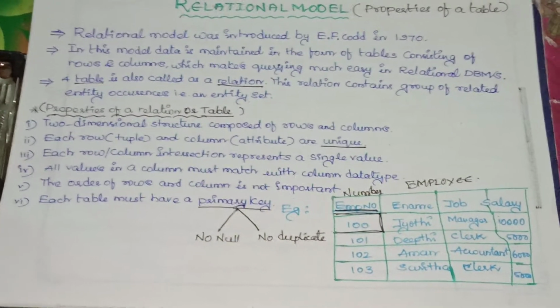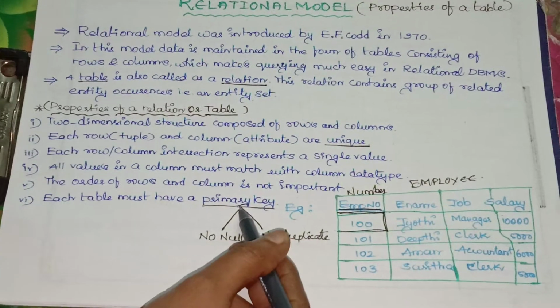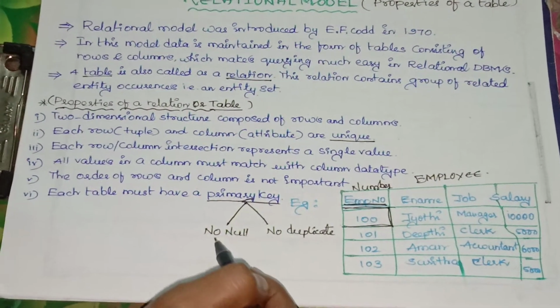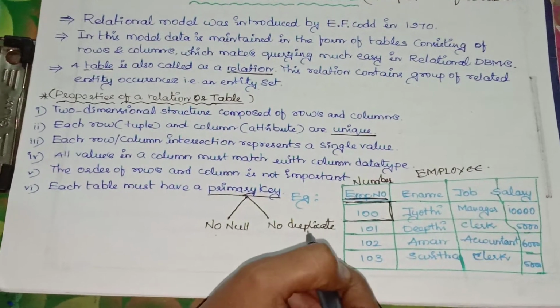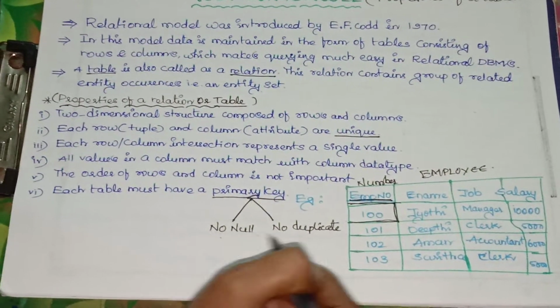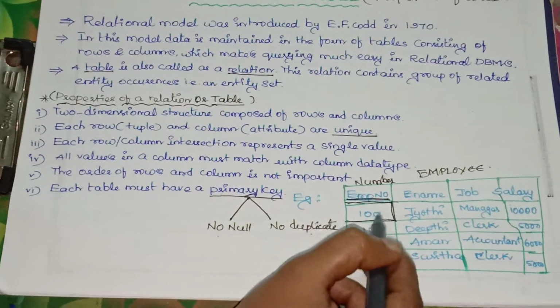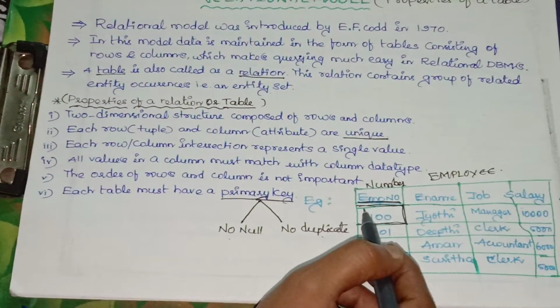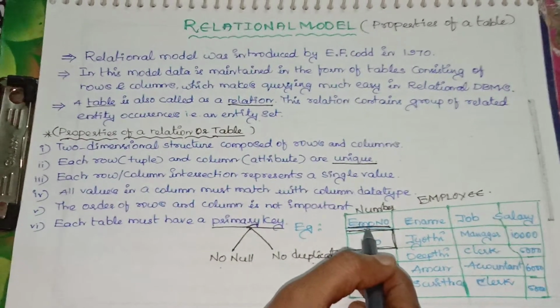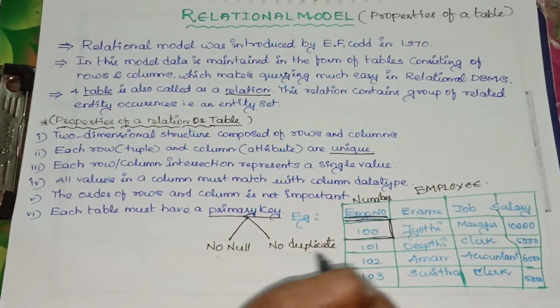And each row must have a primary key. It is very important, as keeping a primary key supports checking every time that there is no null and no duplicate. The primary key follows two major rules: no null, no duplicate. Null means empty. If we don't know any value, we would keep it empty, but that is not supported. So we should keep a primary key which does not allow null values and duplicates.